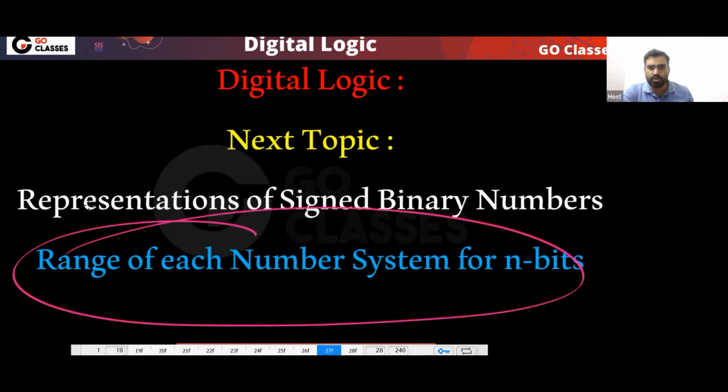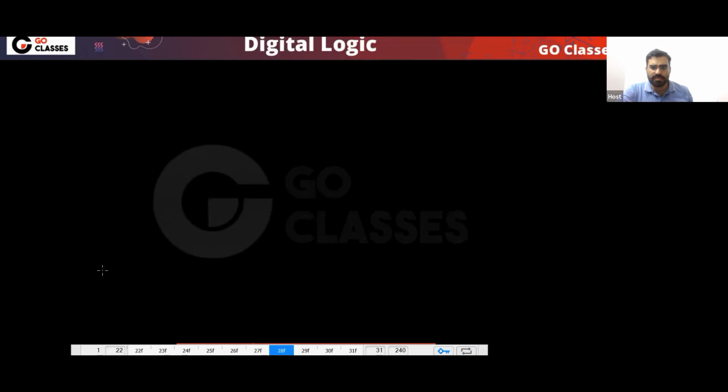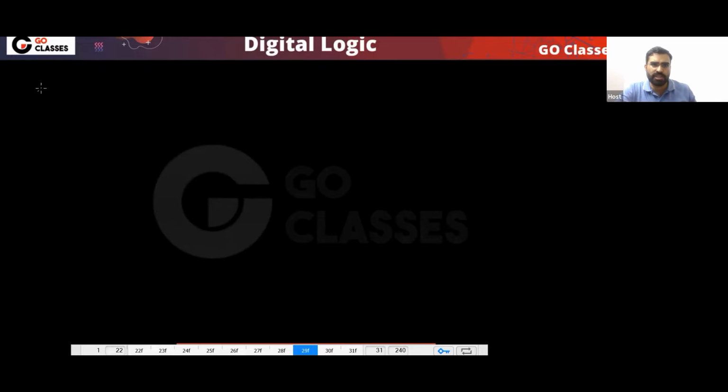So, range of each number system. Let's find out the range. How many numbers can we represent? Let's start with 3 bits. With 3 bits, how many combinations are possible? Total 8 combinations are there. Now let's write those 8 combinations.